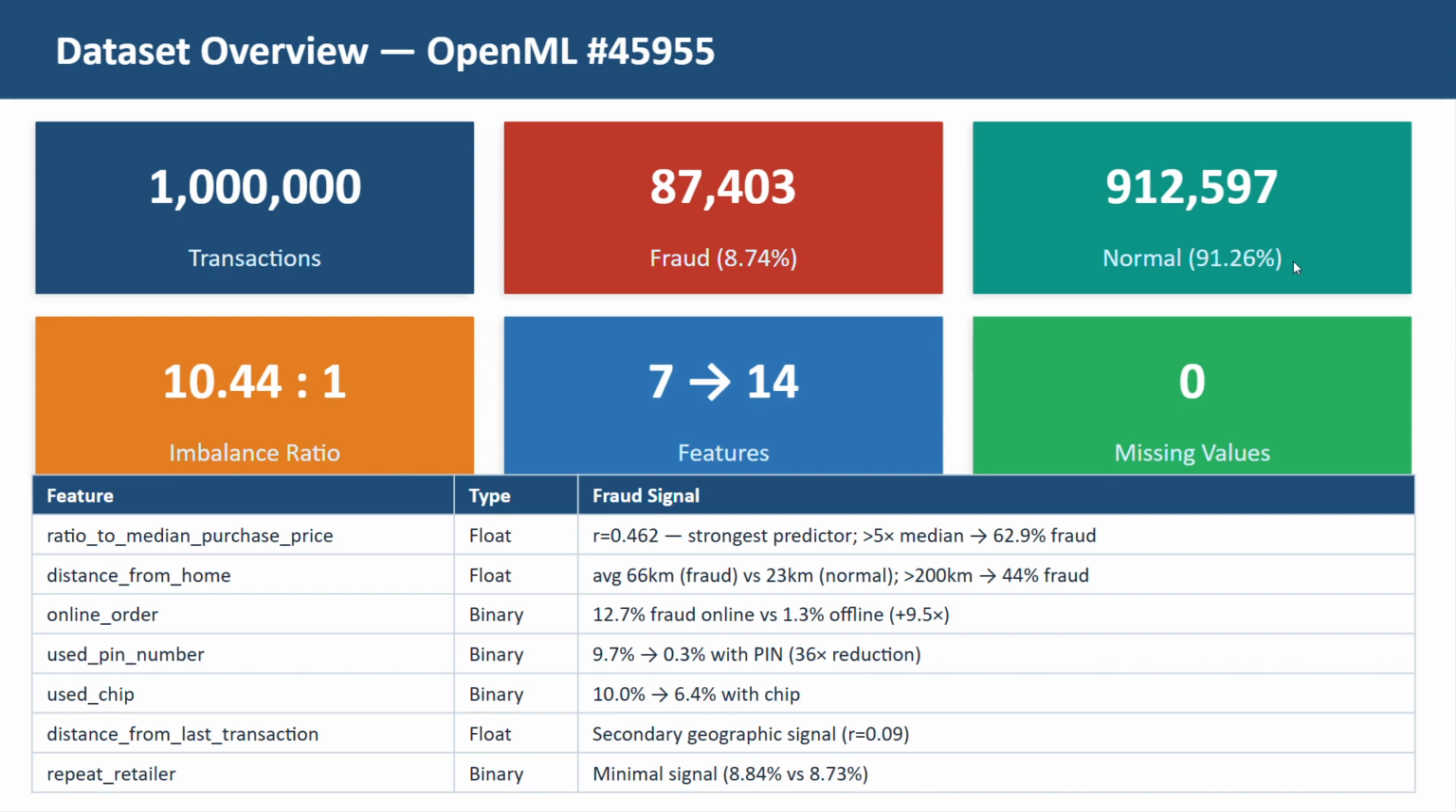As for the features, they include the ratio to the median purchase price, which means compared to its historical purchase price, and information about the distance from home to the transaction place, whether it's an online order or not, whether it used a PIN number or not, whether it used a chip or not, the distance from the last transaction to the current place, and whether it repeats the retailer or not.